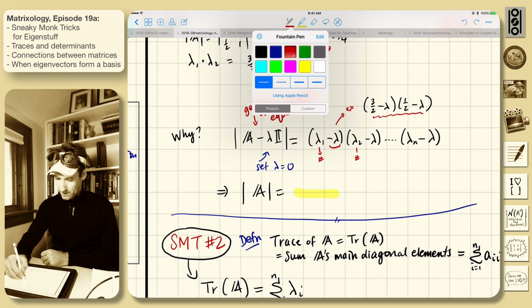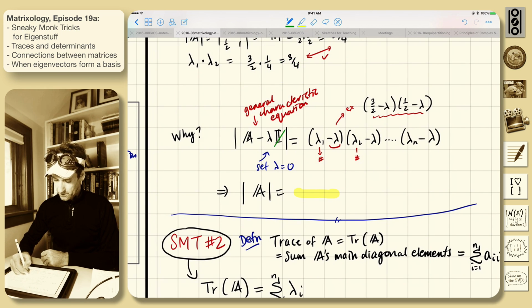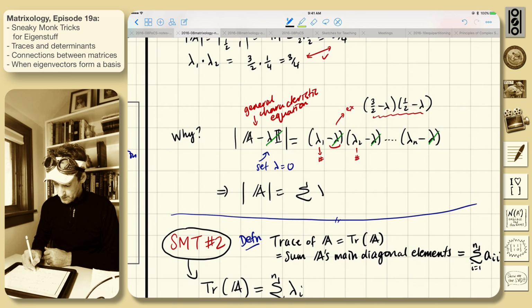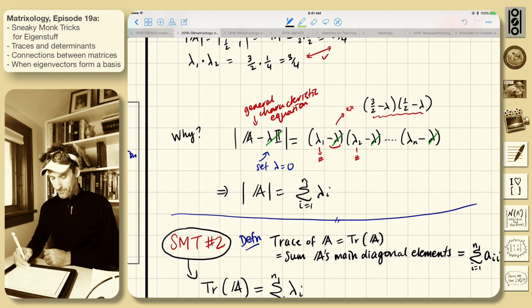I'll use a different color. Right, so we're going to set lambda equal to 0, so that this would vanish, this would vanish, this would vanish, this would vanish. And you see you're left with this result, that it's the product of the eigenvalues, lambda i, i equals 1 to n. Cool, right? Awesome.